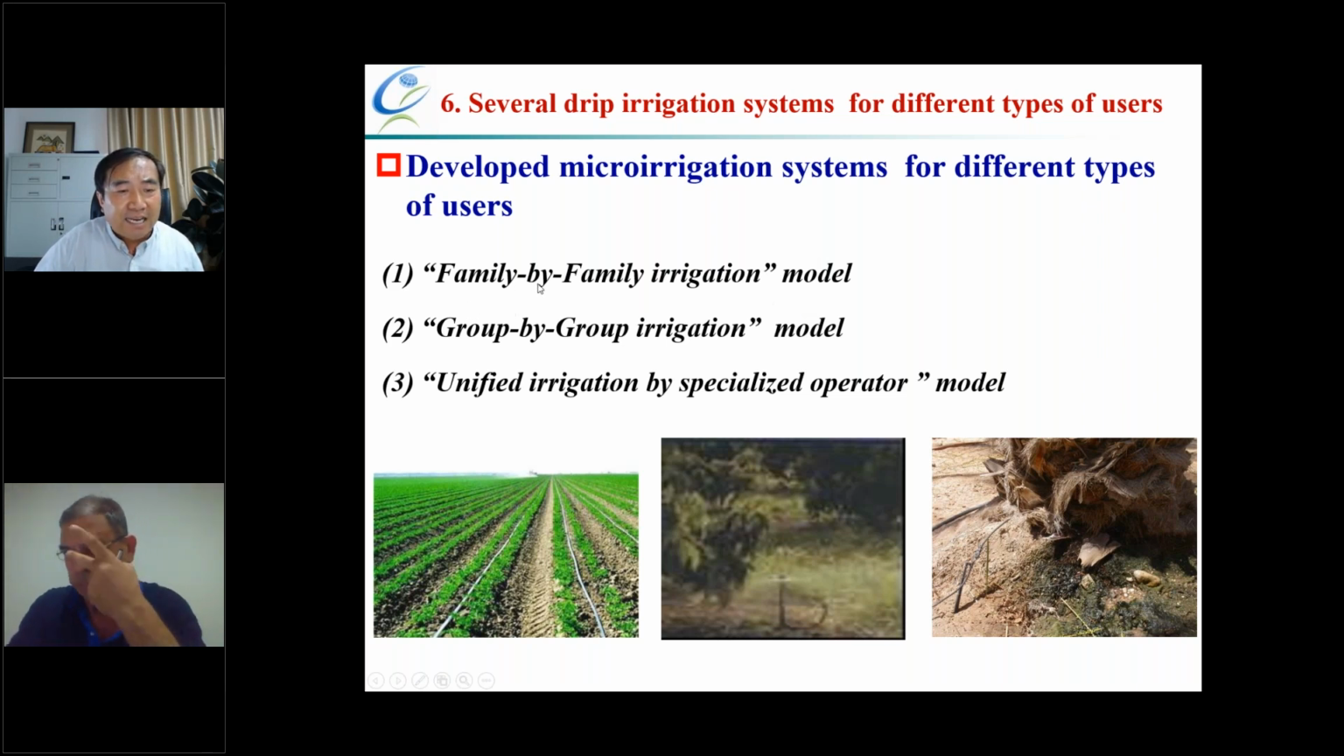First, we call the family by family irrigation model. Second, we call the group by group irrigation model. Third is the unified irrigation by specialized operators. The first one is for when in your micro-irrigation system there are many users with smaller land area. Second, it means that some users can make several groups. And the third is for large farmland.